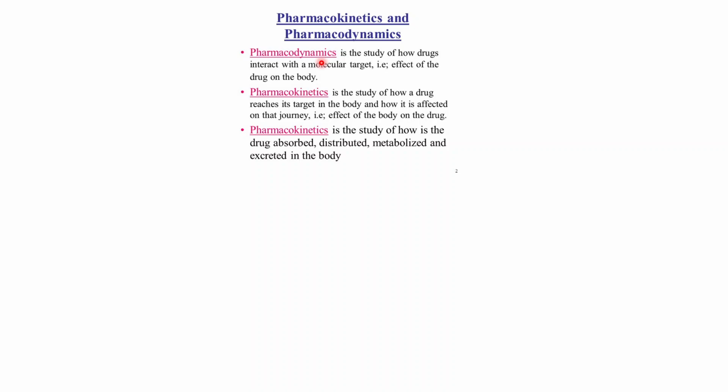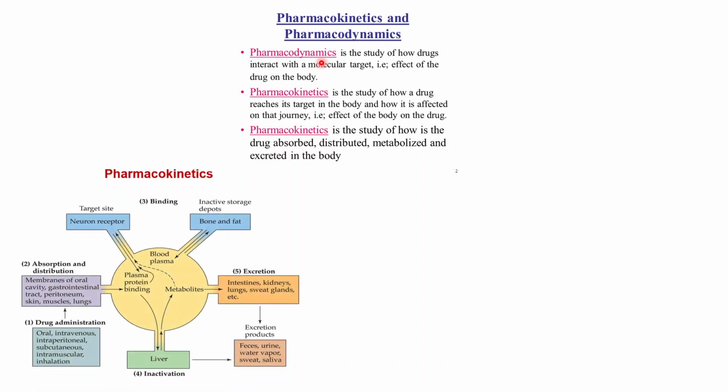So pharmacokinetics and pharmacodynamics are two very crucial terms in the biological sciences or medicinal chemistry. So what is pharmacokinetics? As I have mentioned, you have to remember this word ADME: absorption, distribution, metabolism and excretion.